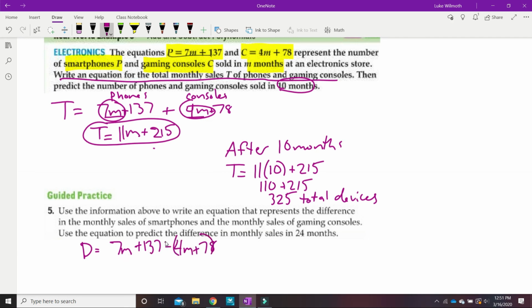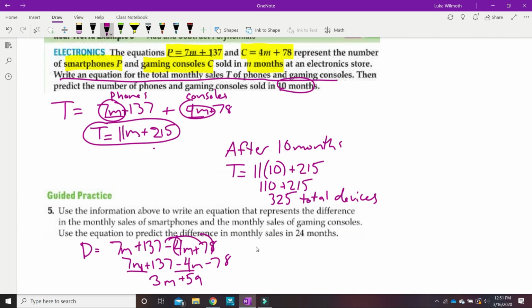And I have to distribute the negative to each term. So we have 7m plus 137 minus 4m minus 78, which is going to give me 3m if I combine the 7 and the negative 4, and then 137 minus 78 is 59.